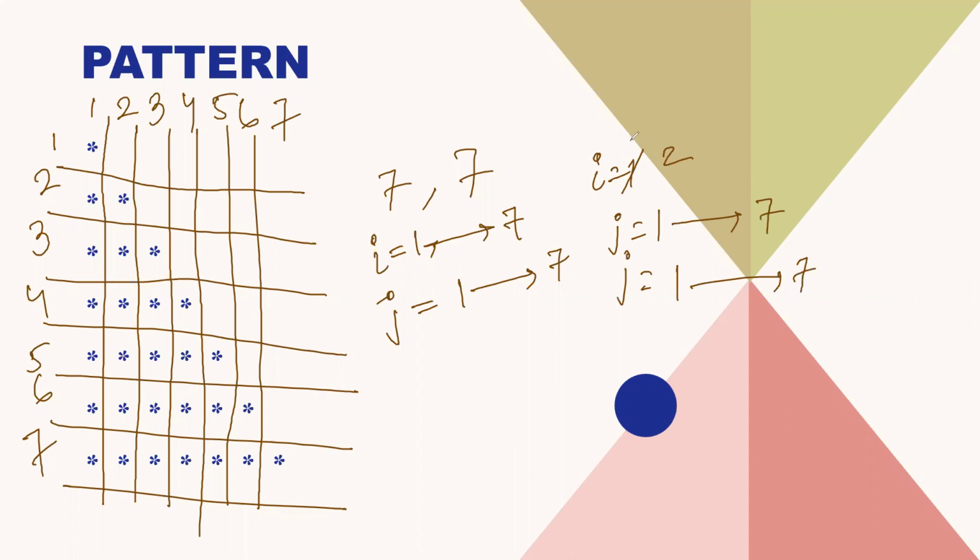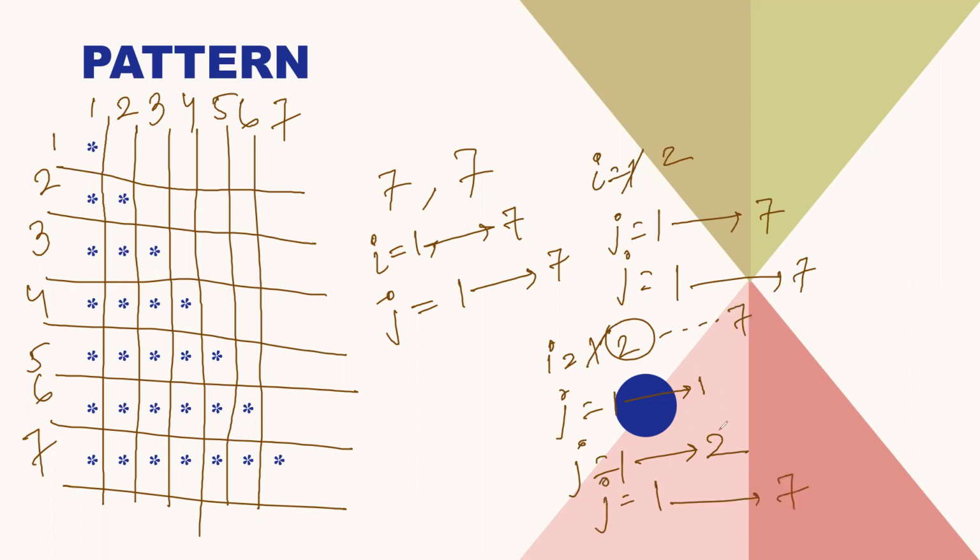Okay, but we need to do it as a triangle. So how we can do that? When i will be 1, j will start from 1 and it will go till i, which is 1. Again, when i is 2, j will start from 1. It will go till 2, which is i. Till, if we go till 7, then j will start from 1. It will end up to 7. So let's see the program code for this.